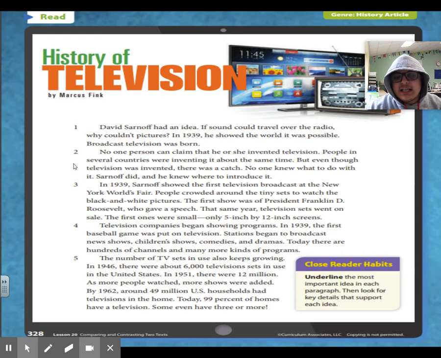In 1946, there were about 6,000 television sets in use in the United States. So, in all 50 states, there were only 6,000 TVs that people were using. In 1951, there were 12 million. As more people watched, more shows were added. By 1962, around 49 million U.S. households had televisions in the home. Today, 99% of homes have a television. Some even have 3 or more.